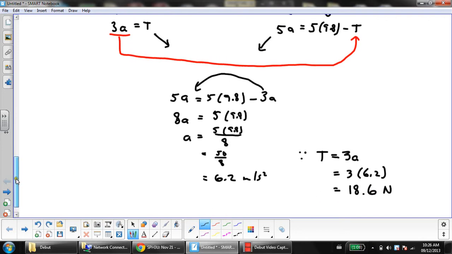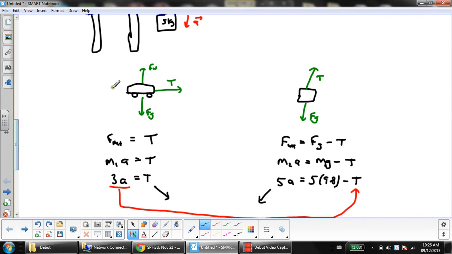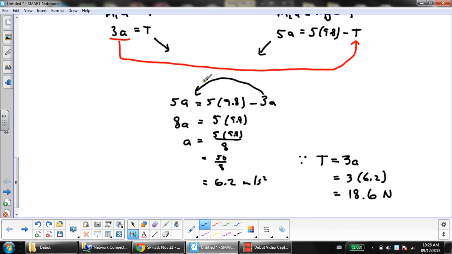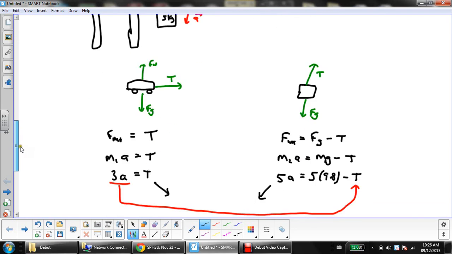So let's review the steps for all questions like this. Free body diagram for all the objects involved, equation for net force, plug in ma for net force. You'll probably get a scenario where you have two equations, two unknowns. Sometimes you get 3 equations and 3 unknowns. It's not the end of the world. You solve them simultaneously. Here I solved by substitution. I got an answer, and then I plugged back in to get the other variable that was being asked of me in the question. Newton's second law, F equals ma.